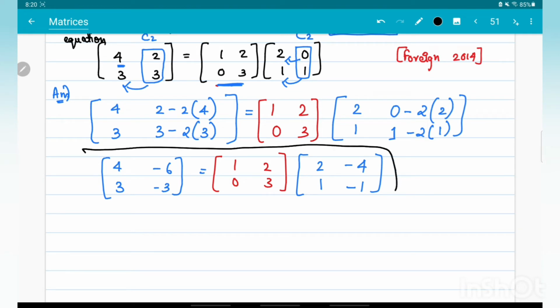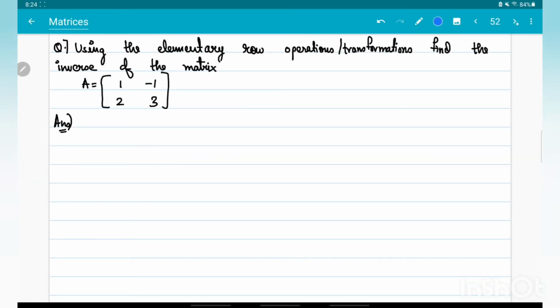After applying the elementary column operations, we got our equation. So this is our final answer. So that is how you apply your elementary column operation. Now let us see one more question related to this.